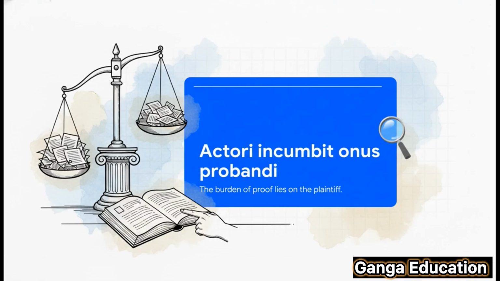This second maxim is similar to the first one, but it applies specifically to civil cases. It means the burden of proof is on the plaintiff. Who's the plaintiff? The plaintiff is the person who files the case, the one who knocks on the court's door. If you bring a case to court, you have to prove it. You can't just file a case and expect the other party to disprove your allegations.